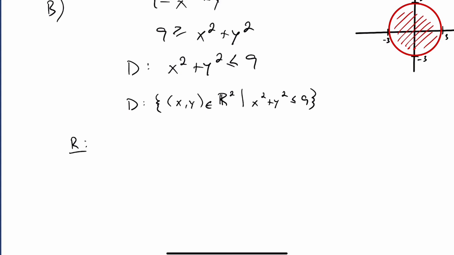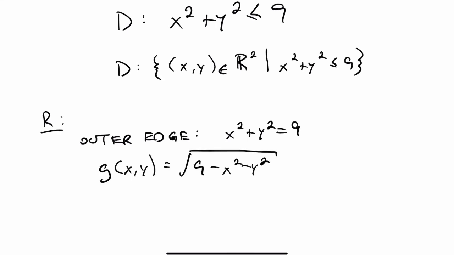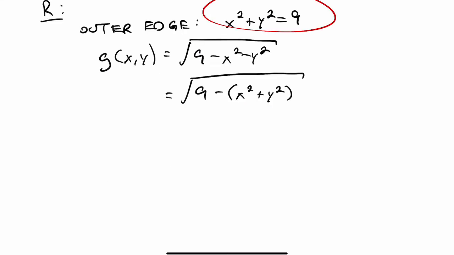In order to find the range, we need to consider the extremes of the domain. First, let's look at the outer edge of the domain, x squared plus y squared is equal to 9. g of x, y was equal to the square root of 9 minus x squared minus y squared. We want to make a substitution using the outer edge from the domain. So inside of g of x, y, factor out a negative from the x squared and y squared terms. We can then use that outer edge equation to substitute a 9 into g of x, y.